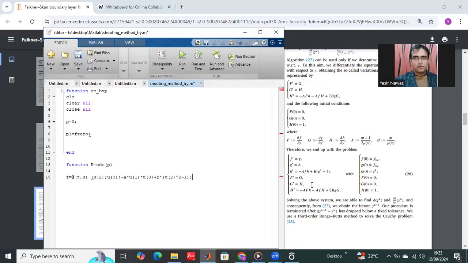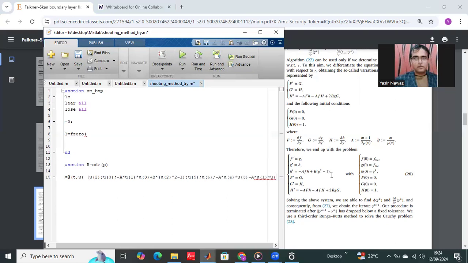And then the next value, capital G, would be u5, because u4 will be capital F. U4 will be capital F, and u5 is the derivative of capital F, and the derivative of capital F is G. So u5 represents capital G and u6 represents capital H. And now the sixth equation is minus A F, where capital F is u4, and then small h is u3, and then minus A small f, u1, and then capital H is u6, and then plus 2 capital B, as it is the parameter, and then small g is u2, and then capital G is u5.